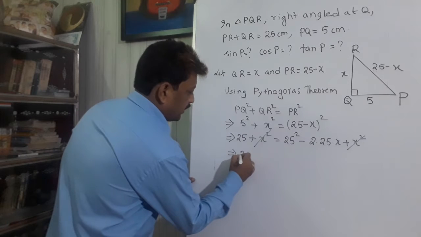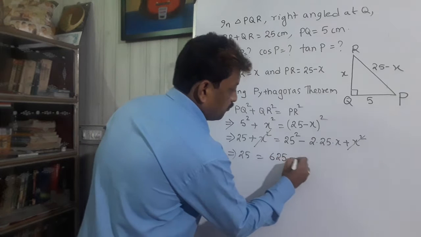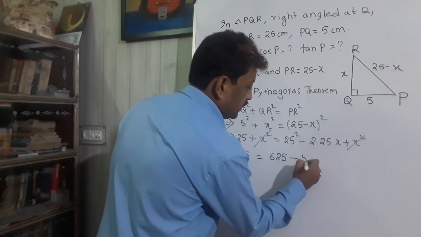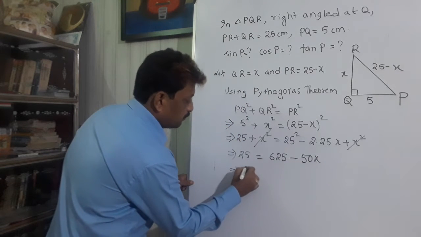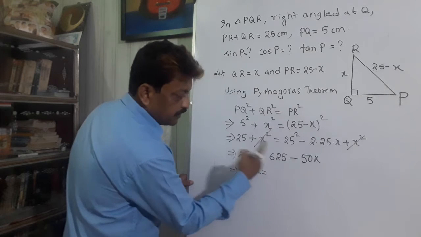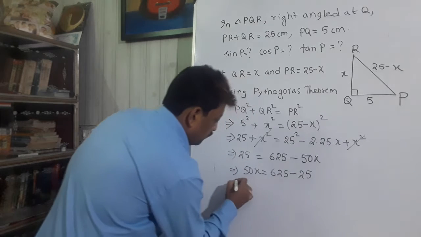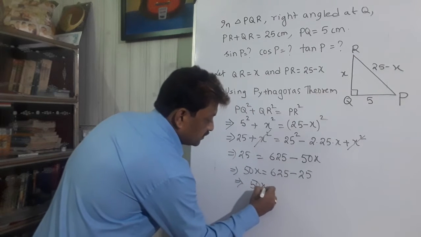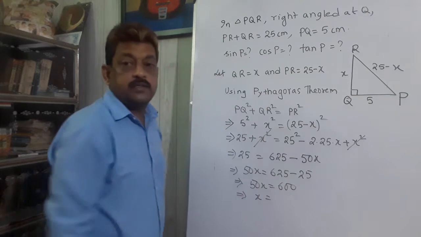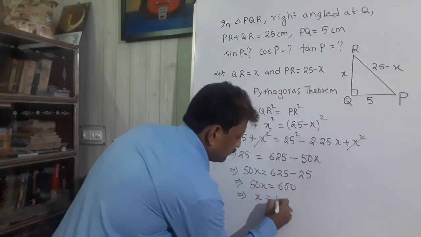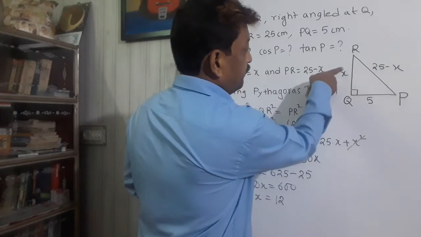Okay, 25 and this side 25 square is 625 minus this is 2 into 25 is 50x. So let me take 50x to this side. It will become plus 50x and 25 to the right hand side. So it will be 625 minus 25, or we can say 50x is equals to 600. Therefore we can say x is equals to 600 upon 50, that is 12. That means we have got the value of x as 12.